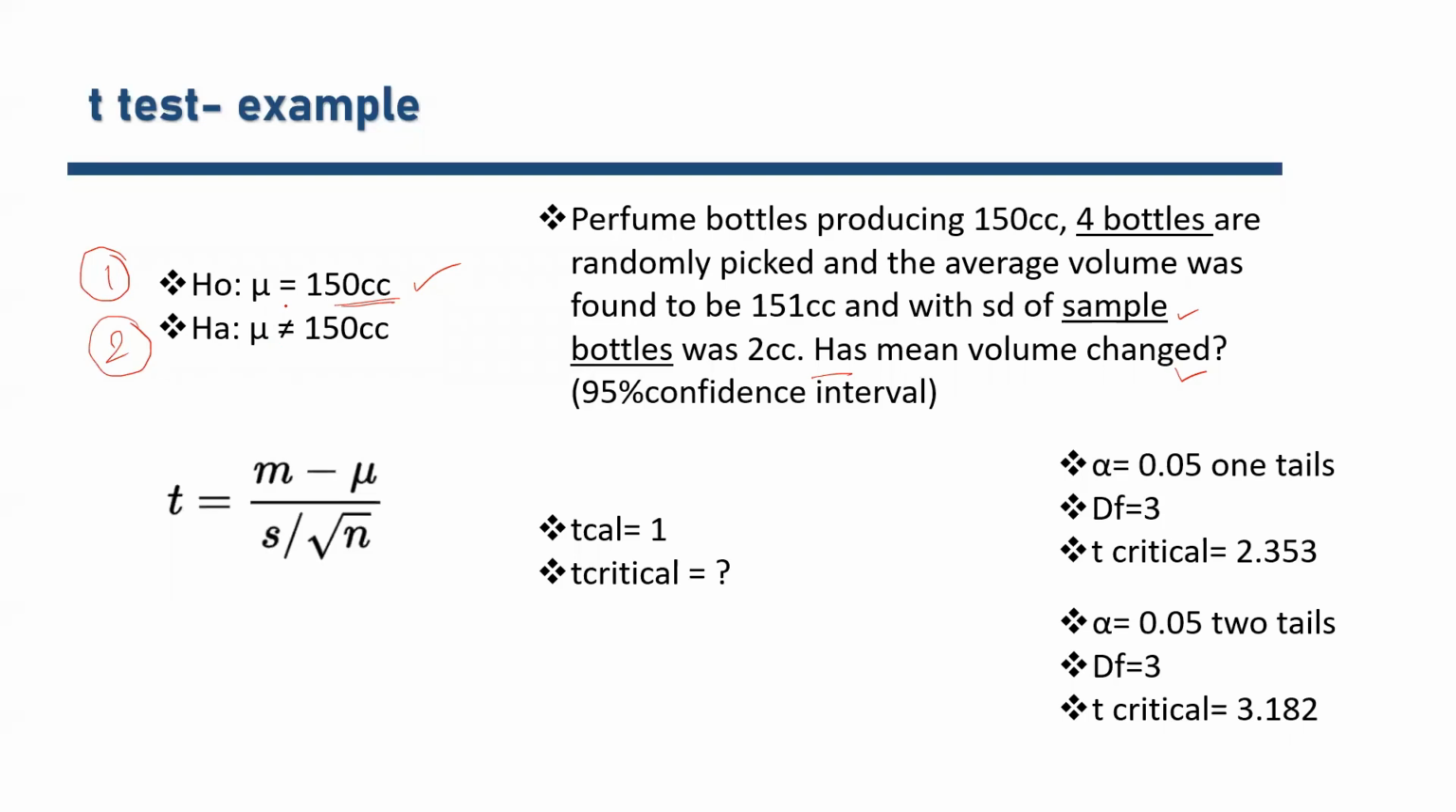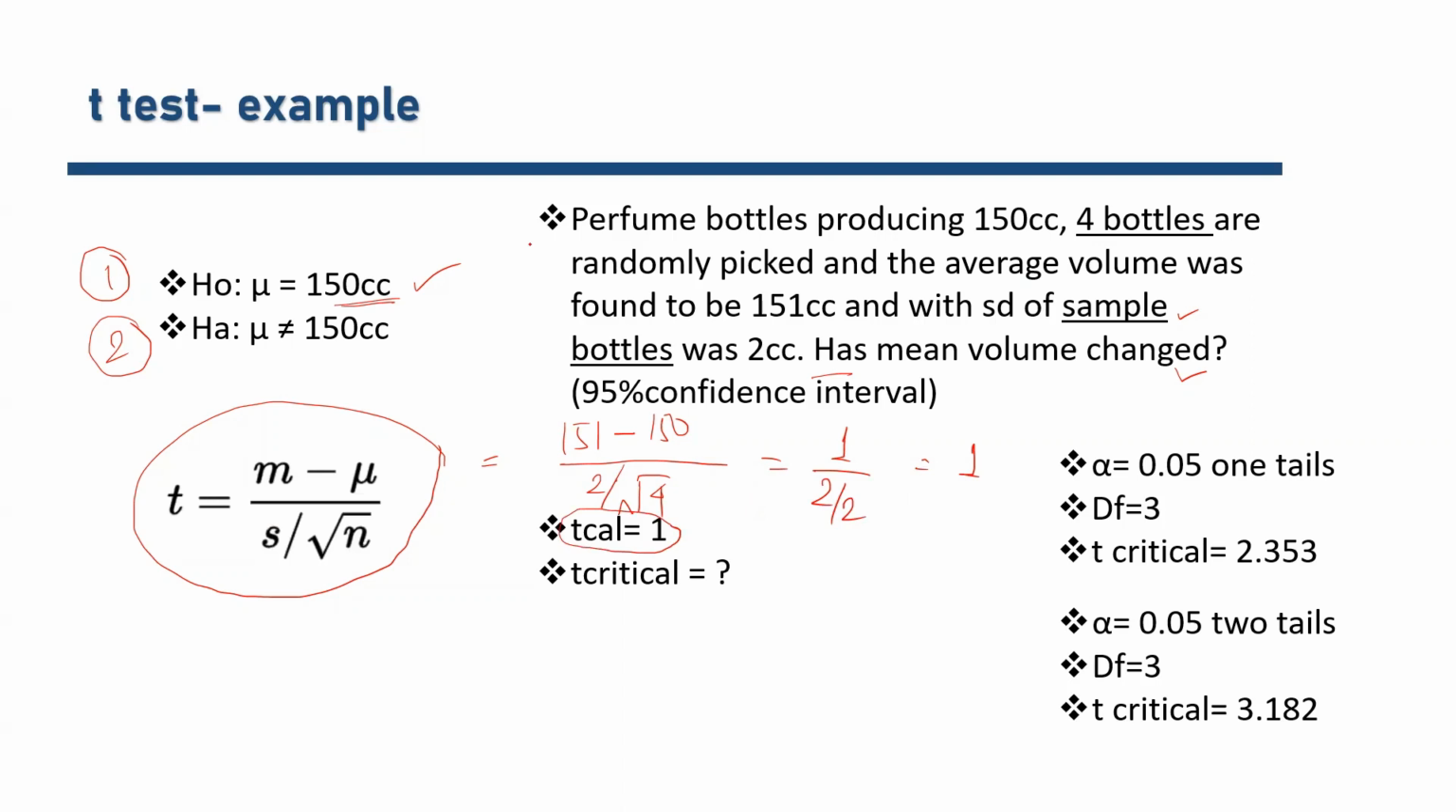It has changed, right? The formula to calculate the T score or T calculated is again m minus mu by s over root n. Obviously this is again the same: 151 minus 150, right? You have s, which is 2, the standard deviation of the sample, the 4 bottles which you have picked up, and then you divide by root of 4. So this is going to be 1 divided by 2 by 2, which is 1. So your T calculated value is 1.